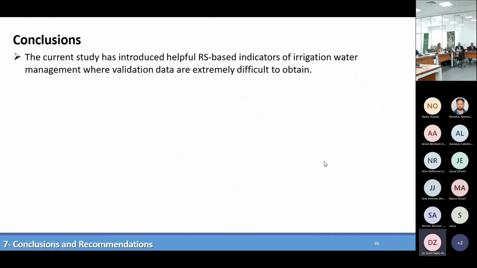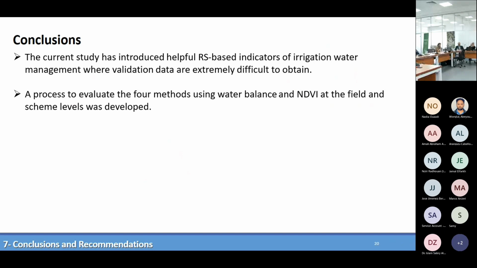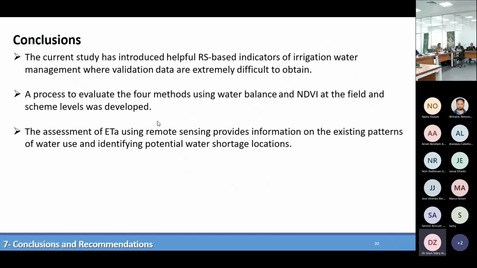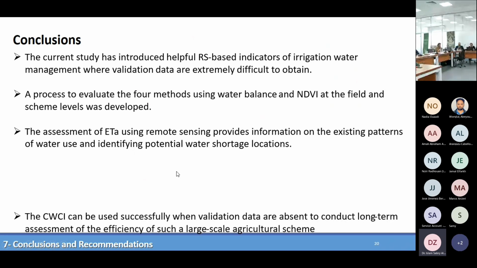In conclusion, we have introduced some new remote sensing-based indicators for irrigation water management, where validation data are extremely difficult to obtain. A process to evaluate the four methods using water balance and NDVI at the field or at the scheme level was developed. The assessment of ETa using remote sensing provides information on the existing pattern of water use, and we have identified potential water shortage in certain locations.